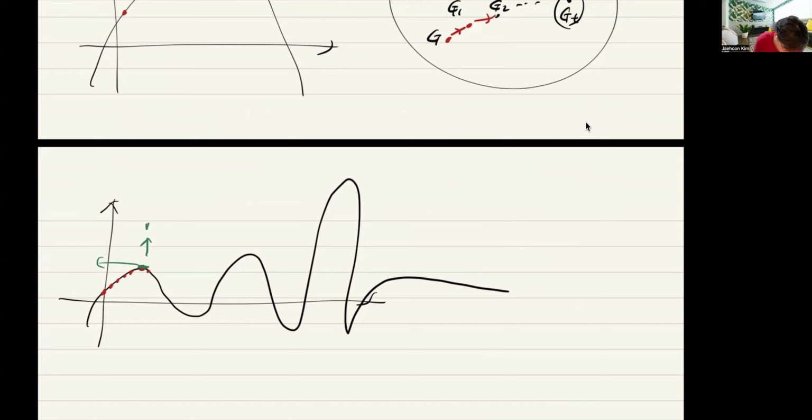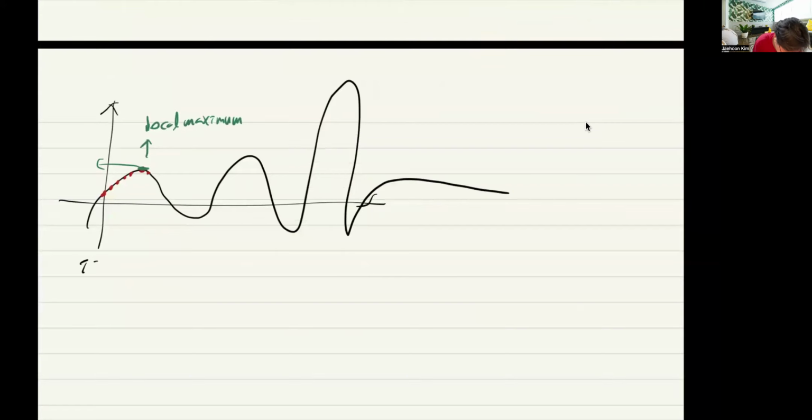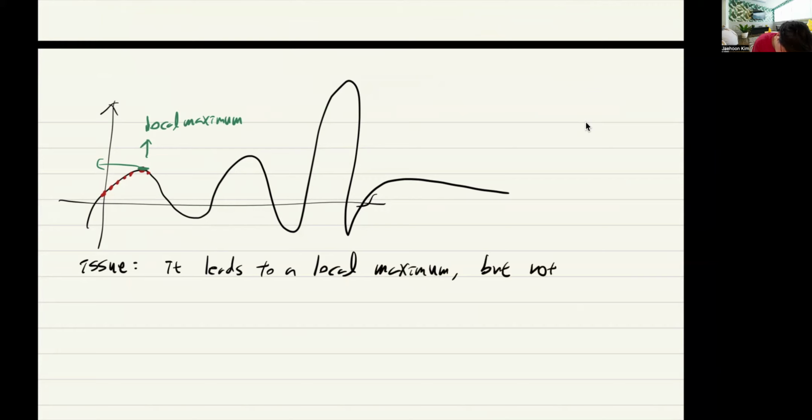Indeed, this is a local maximum. But our global maximum is here. And then from here, there is no way to jump a lot because our movement is local. So it has this issue that it leads to a local maximum, but not necessarily a global maximum.